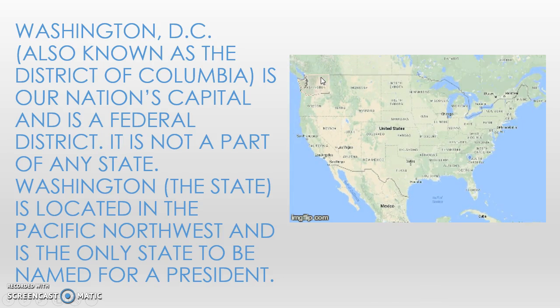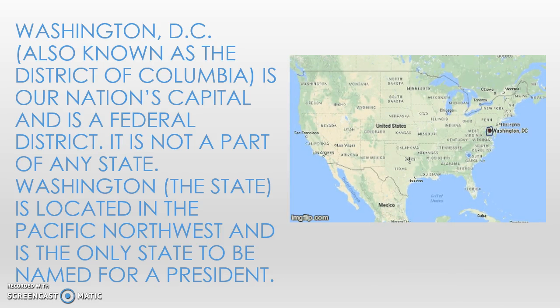And Washington State is way over in the Pacific Northwest. It is the 42nd state to be admitted to the United States. They have apples, they have George Washington on their flag, and it is the only state to be named for a president. So they are on different sides of the country. D.C., also known as the District of Columbia, is our nation's capital. Washington State is way over on the other side of the country. Washington, D.C., again, is not a state, not a part of a state, and not a state itself.